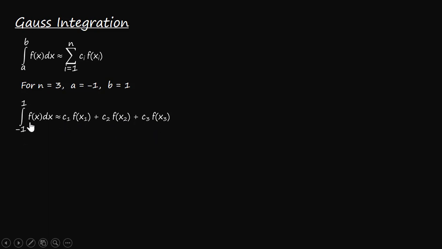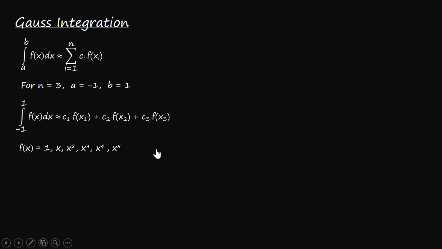So we will assume that this integral equation gives us accurate results for the functions f of x equals 1, x, x square, x cube, x power 4 and x power 5. Now for each value of f of x, we will get an equation. So for f of x equals 1, x, x square, x cube, x power 4, x power 5, in total we will get 6 equations.